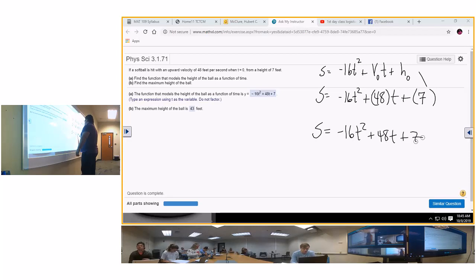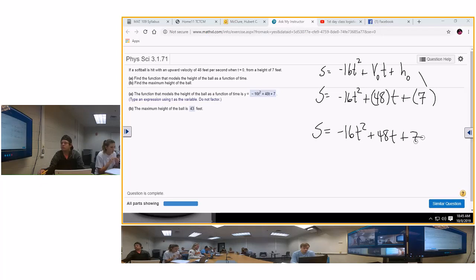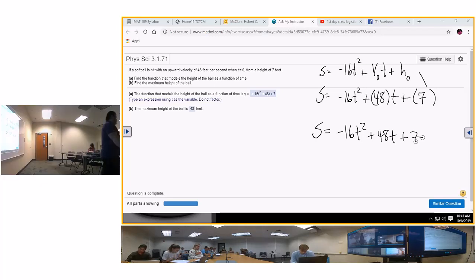Now I want you to graph that. Sketch that graph. Because this is one of those things that is applicable to physics. You need to be able to sketch that graph. Now you know it's going to cross the y-axis where?